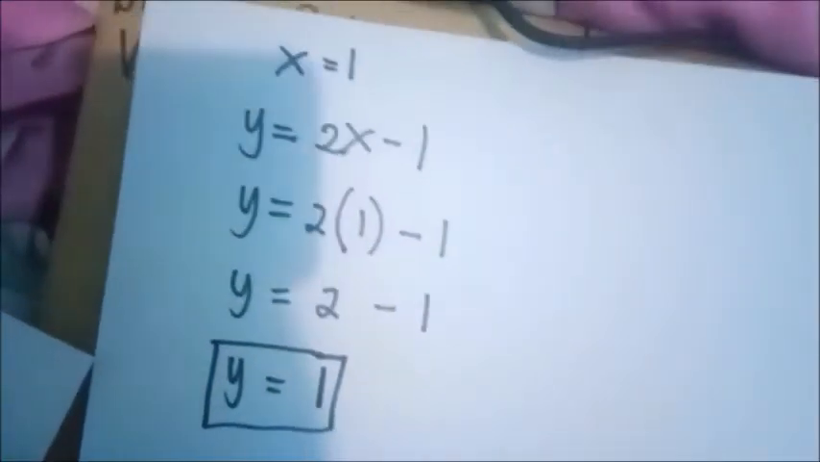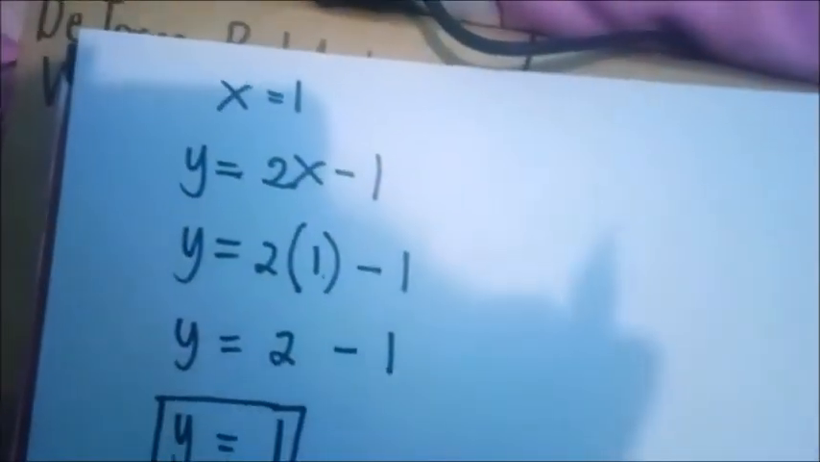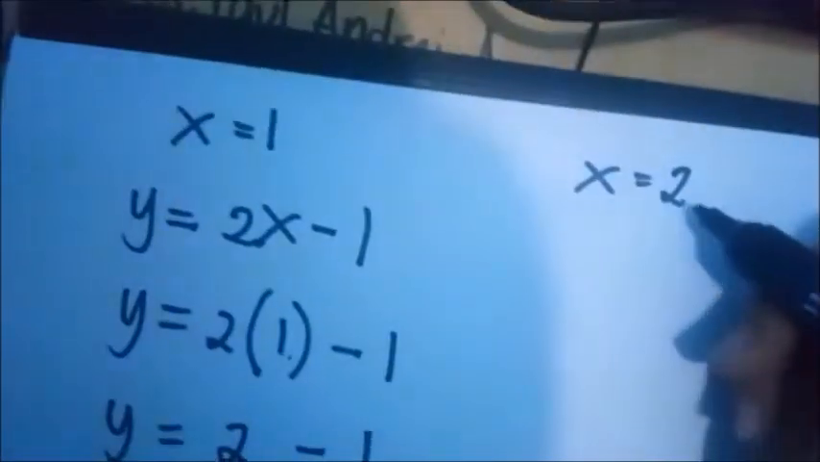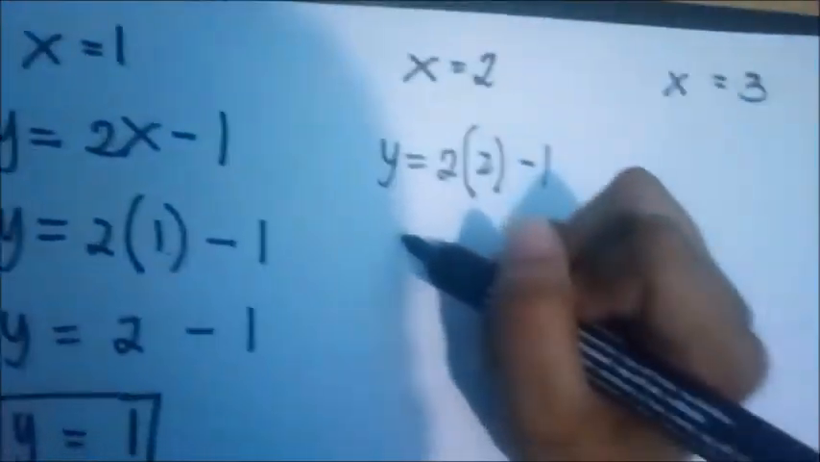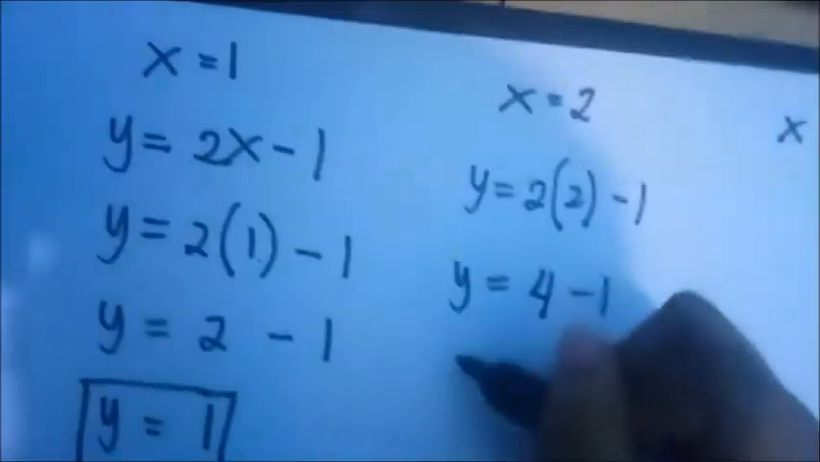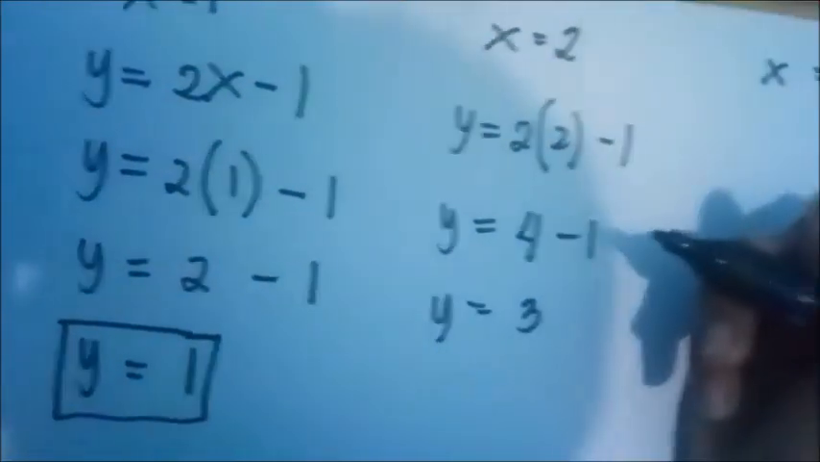Okay? Now, how about if the domain is 2 and the domain is equal to 3? So first we have the domain is 2. Same equation, 2 times 2 minus 1. Just substitution, y is equal to 2 times 2, 4 minus 1. Y is equal to 4 minus 1, it is 3.